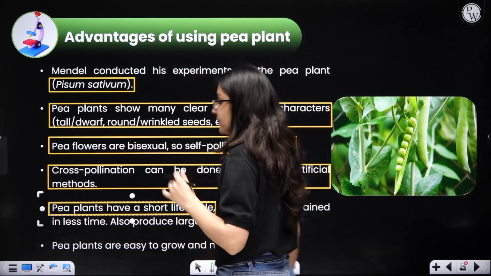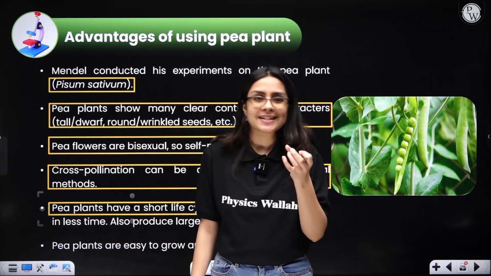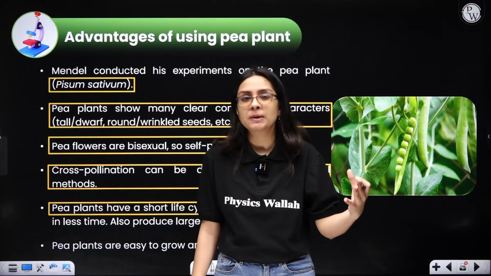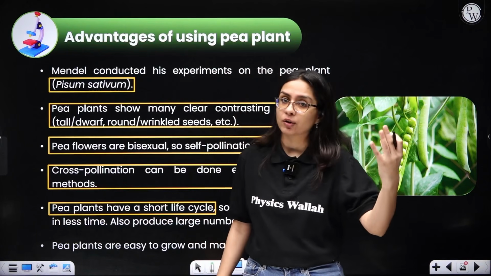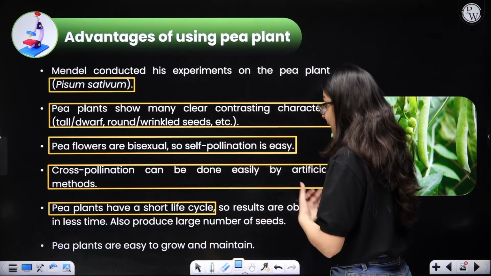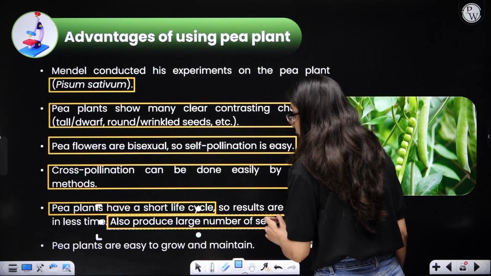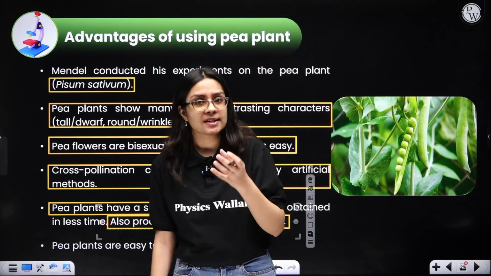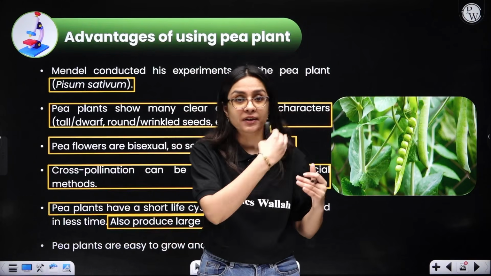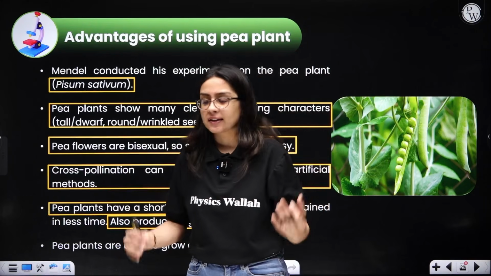Pea plants have a short life cycle, which is very important. If they have a short life cycle, that means within a very short time, many pea plants could be produced and easily studied for their desirable characters. And they also produce a large number of seeds. So the more seeds, the more new plants that can be grown, and since they have a very short life cycle, they grow up really fast. So we can study the characters easily.